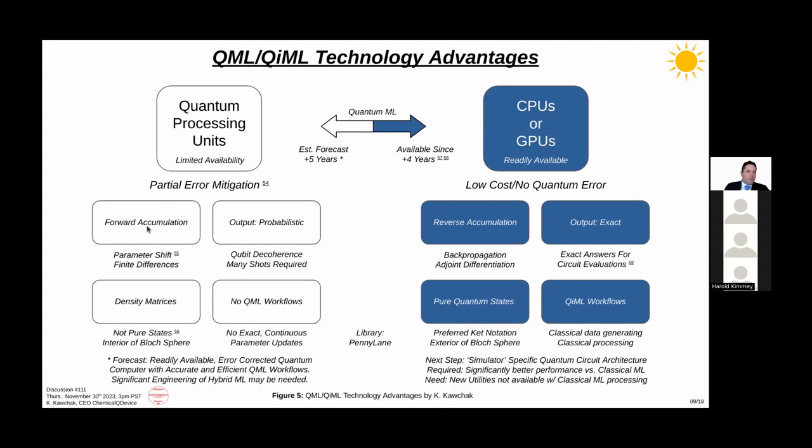And it's basically parameter shift or finite differences, which are exponentially slower as you increase the number of parameters. The output is probabilistic. I included a link here in one of these, and what it shows is that with a quantum computer, it would take forever to get to an exact answer. And for machine learning workflows, you need to keep evaluating the circuit every single mini batch.